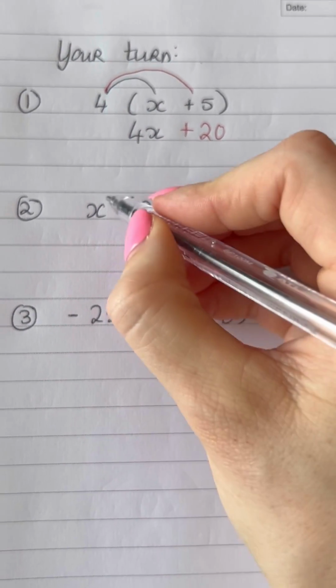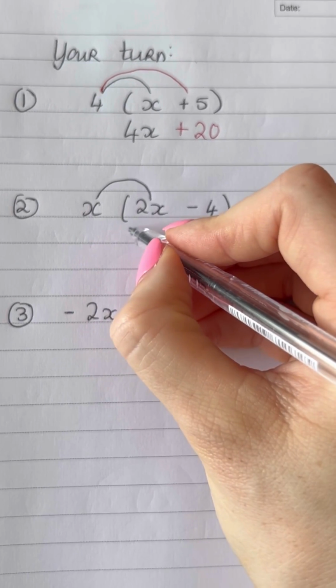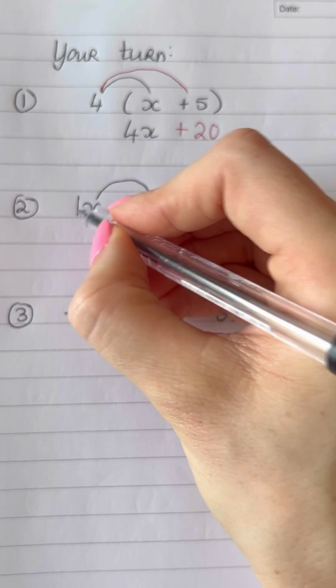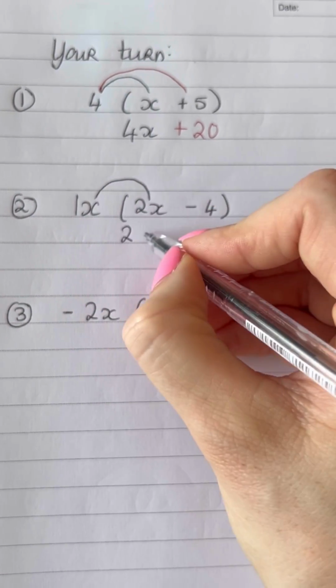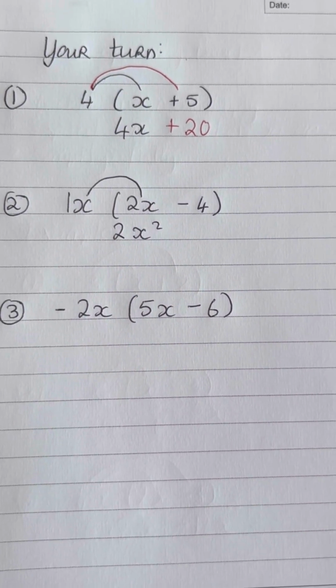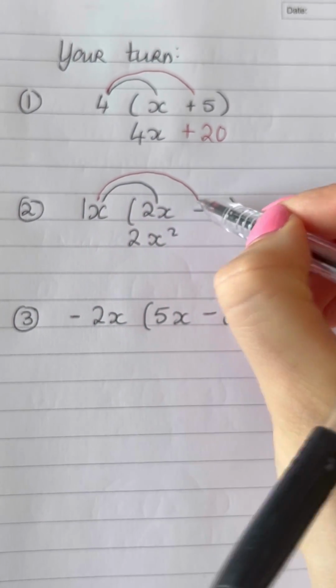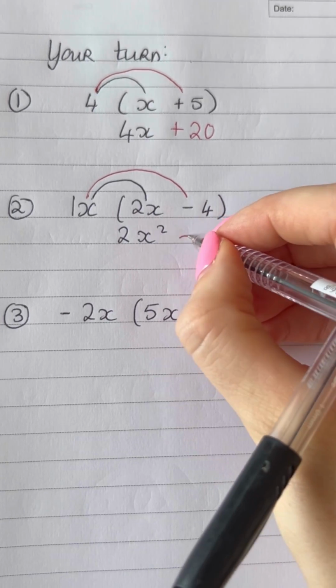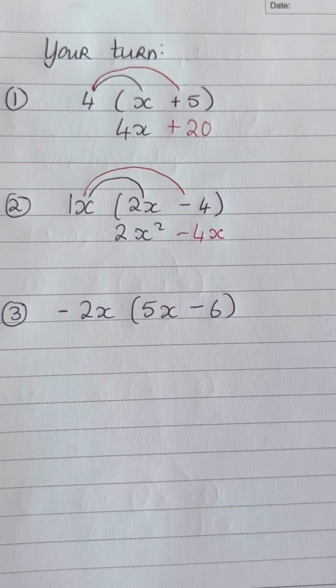The number 2, x by 2x. Number by number, x is the same as 1x, so 1 times 2 is 2, x times x, x squared. X times minus 4 is minus 4x.